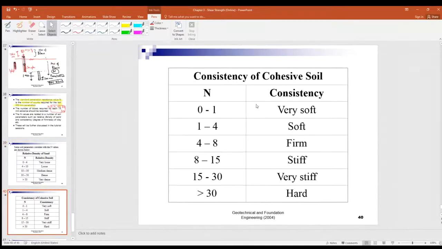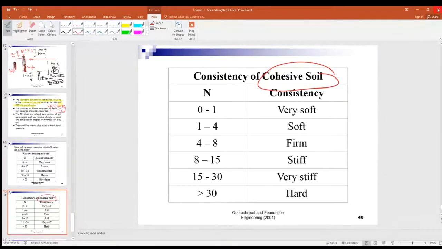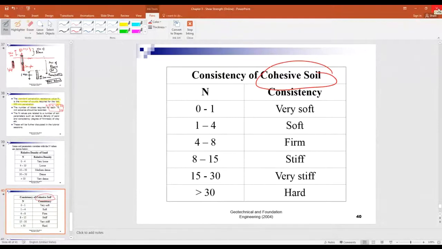In the same regard, for cohesive soil, the previous slide was for sand, here is the cohesive soil. Again, for very soft clay, you need only almost 1 blow, right? It can give you 300 millimeter penetration, so it's too soft. For very hard and stiff clay, the number of blows could be greater than 30. Okay, that ends our chapter 3, the shear strength of soil.